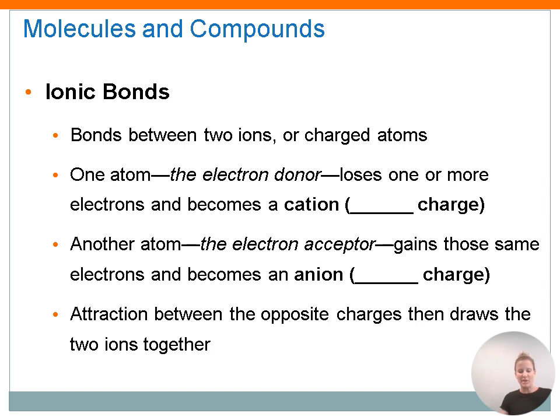C-A-T-I-O-N. It has a big positive right in the middle. Okay, cation has the positive written right in the middle of it. So cations have a positive charge.